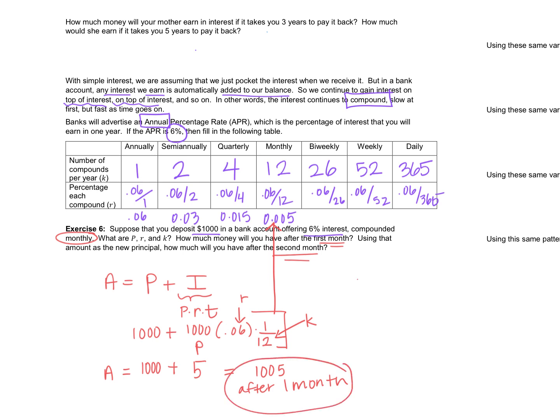So now when we try and calculate the amount, we're going to be looking at starting with that $1,005. And so we're going to take a percentage of that. So 0.06 times that 1/12. So this is going to be equal to 1,005 plus, this is going to be a little bit more than that $5 because we're starting with a little bit higher principal. And it doesn't look like that much at first.